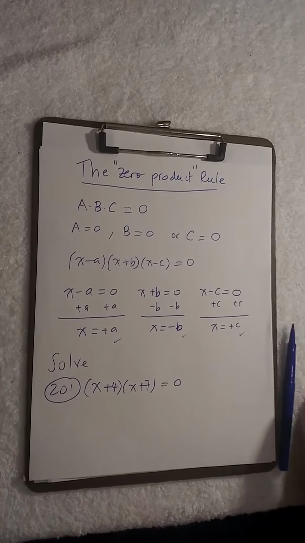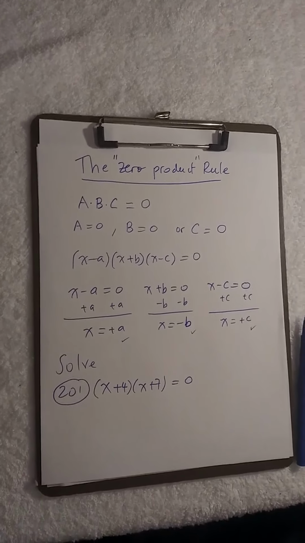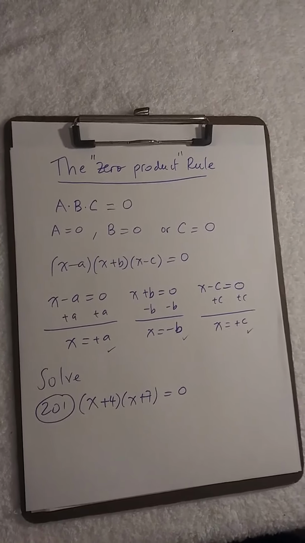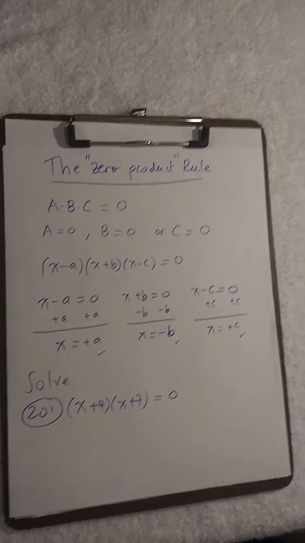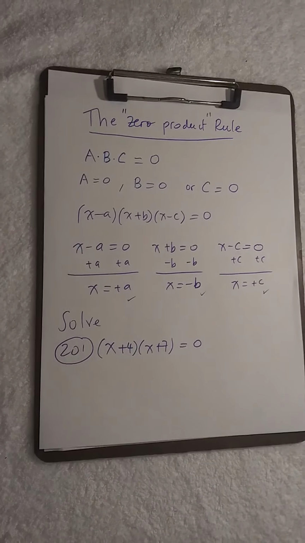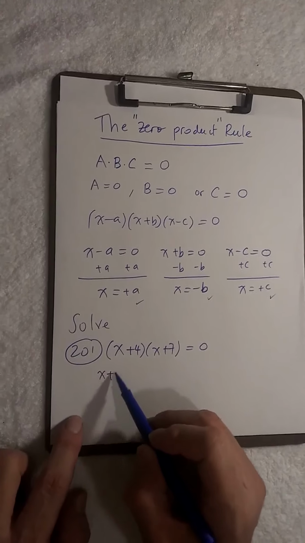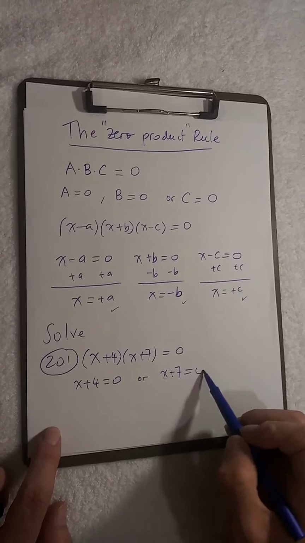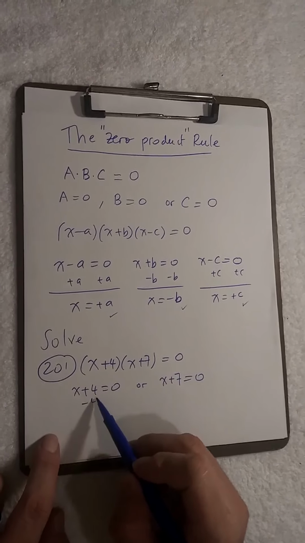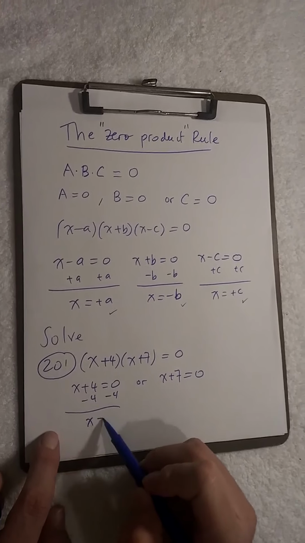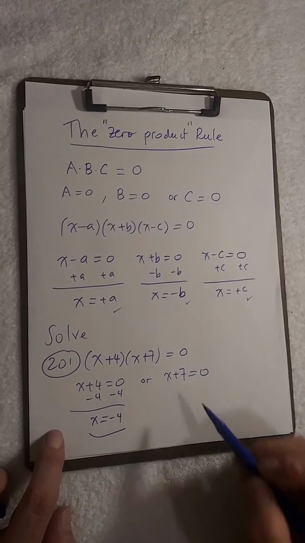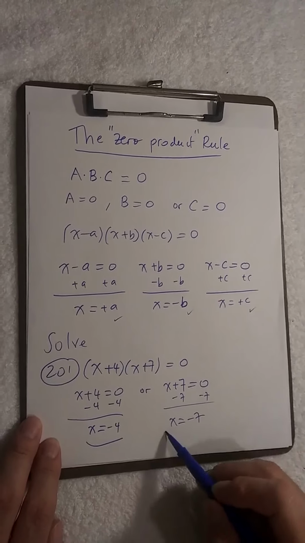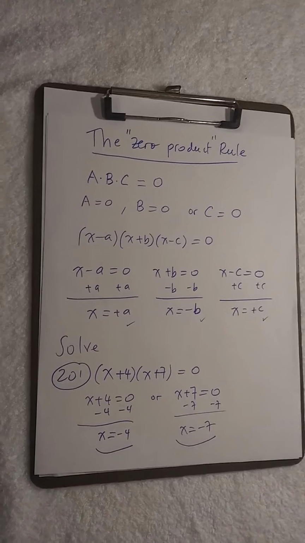We're going to do some examples. In this example, we're solving x plus 4 times x plus 7 equals 0. So the zero product rule tells us to separate these. To solve x plus 4 equals 0 and solve x plus 7 equals 0 separately. Subtract 4 from both sides. So that gives us x equals minus 4. Subtract 7 from both sides, and that gives us x equals minus 7. And that's what we do with the zero product rule.